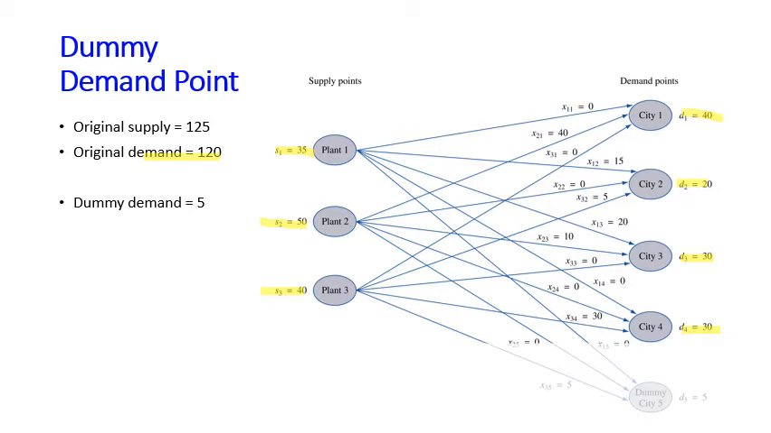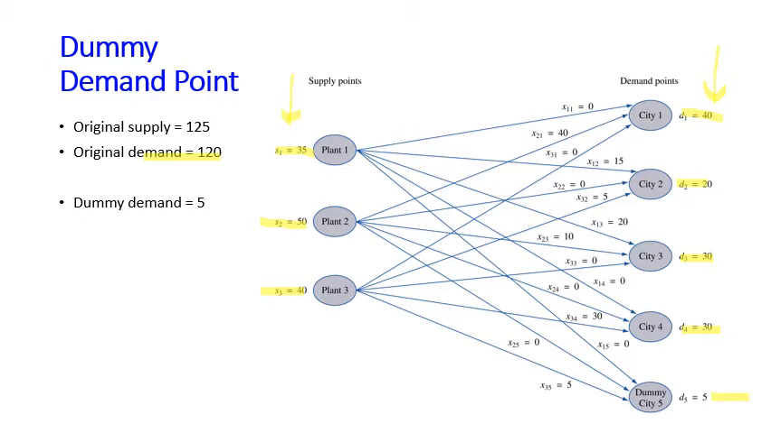A dummy demand is something that does not exist in reality. It's not a city, it's not anything. It's just a dummy point that will help us make the calculation simpler and easier. So we add a dummy demand here. We can call it dummy city 5, for example, with the demand equal to 5. So now the total supply capacity becomes equal to the total demand for all the demand points, including the dummy city 5.